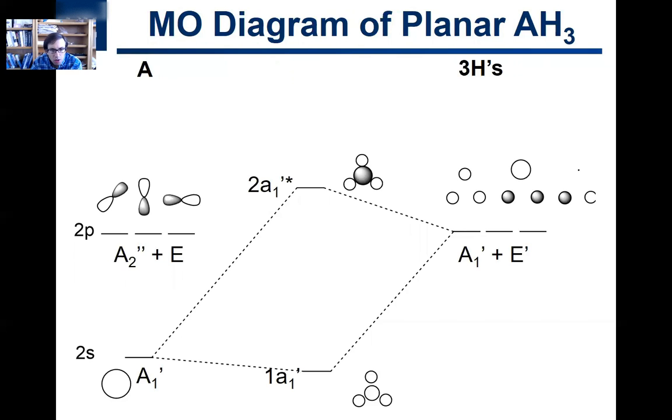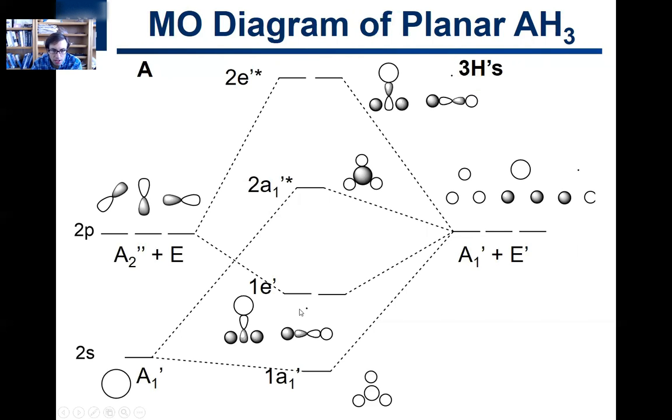From here, what do we have left? All we have left is E, sorry, this should say E prime, by the way. E prime, and there's no E technically in D3h, E prime and E prime. Combine those. So that's the px and py, and these two salts. So we can combine those. That's going to look like this and this constructively, and like this and this destructively. Okay?